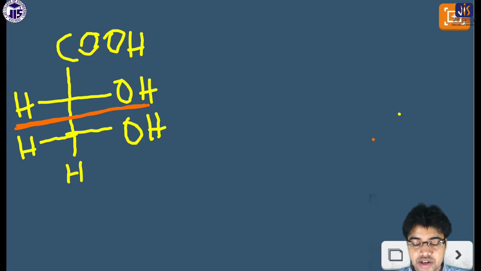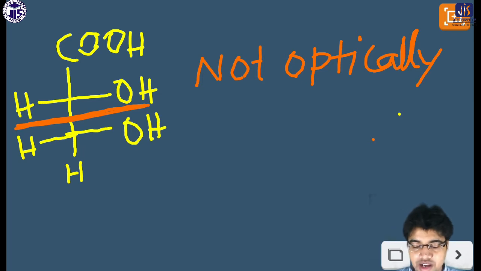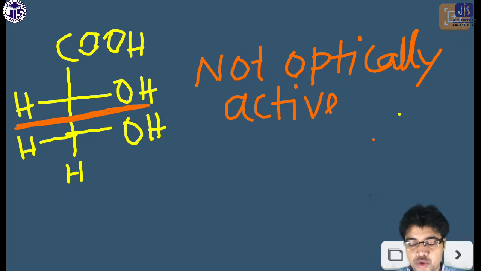You can cut the compound into two equal halves. If it is possible to cut the compound into two equal halves, then this compound will not be optically active, that means it is not a chiral compound. There are so many linked terms here. Optically active means it will rotate the plane of plane polarized light. If it is not optically active, that means it is unable to rotate the plane polarized light.